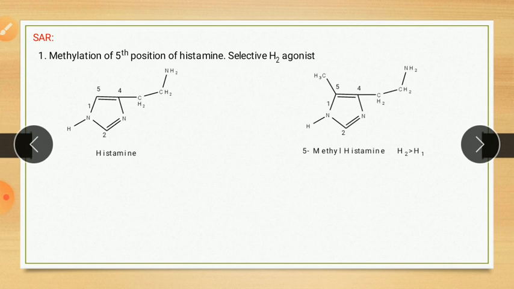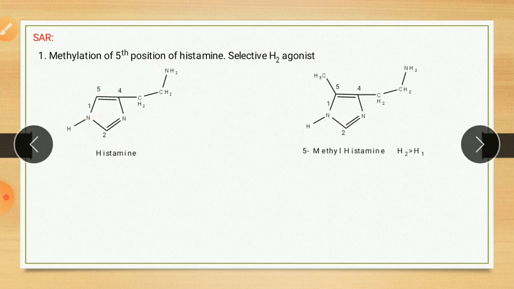So cimetidine was developed by classical structure activity study beginning with the endogenous agonist histamine. So it is histamine. It is an agonist on H1 and H2 receptors. So histamine acts as an agonist at H1 and H2 receptors. So histamine acts on both H1 and H2 equally.